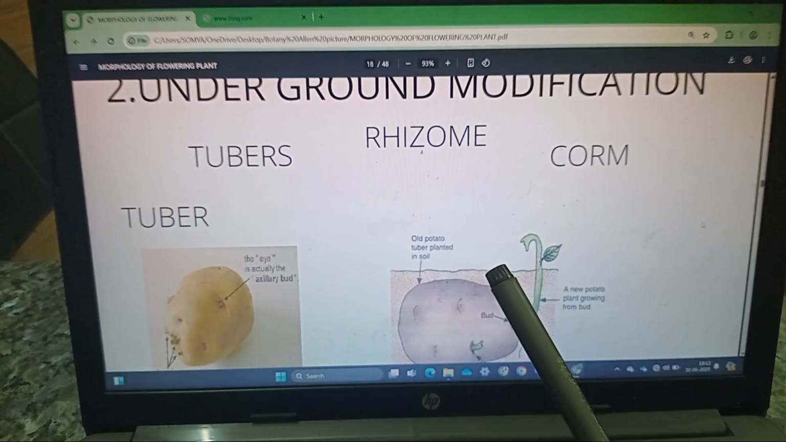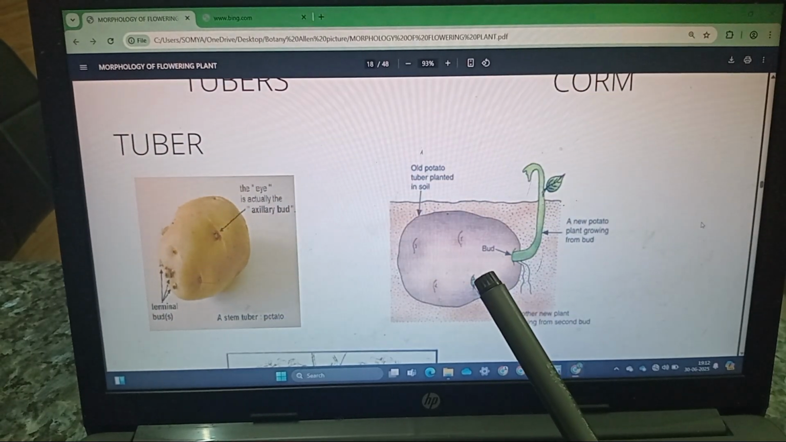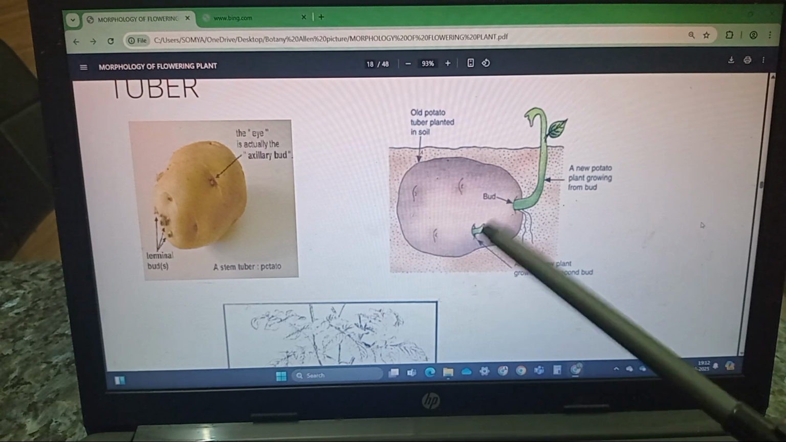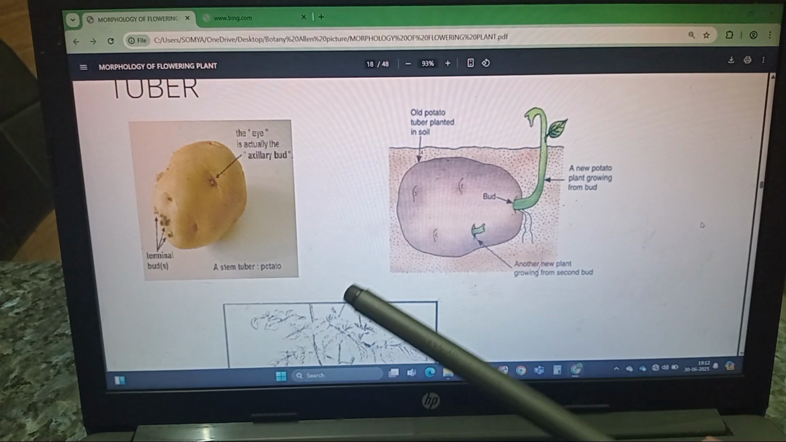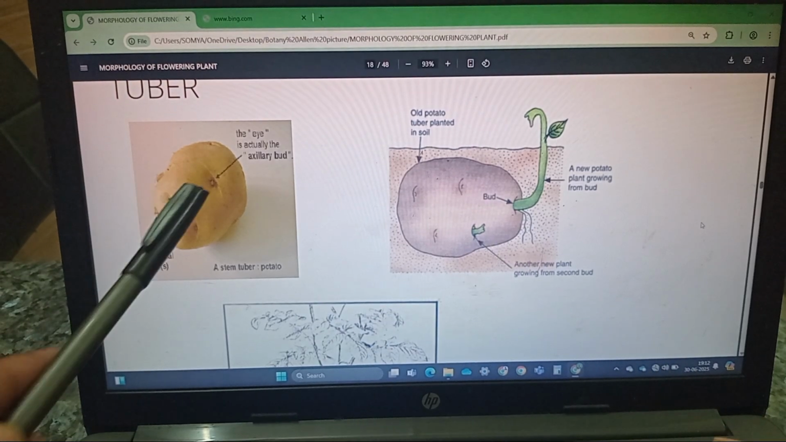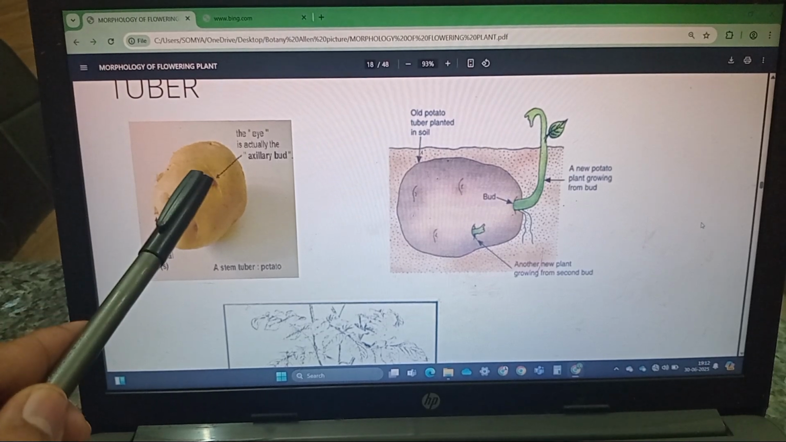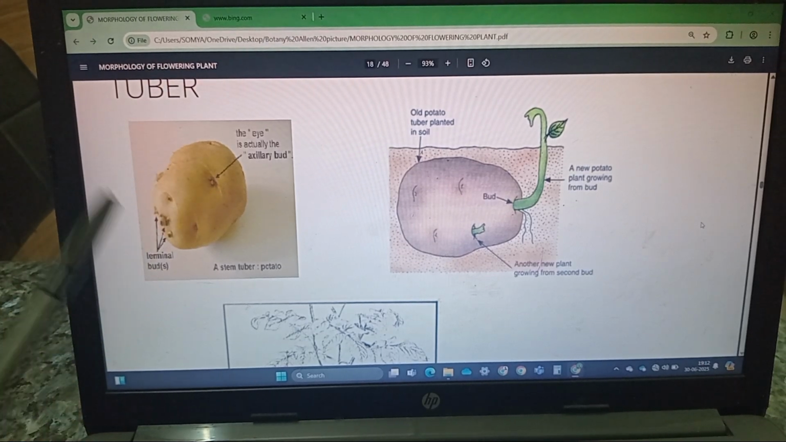Then underground modifications include this tuber. Tuber, for example the potato, is a tuber, it is a stem. The eyes which are present, they are basically the axillary buds. Then there are terminal buds.